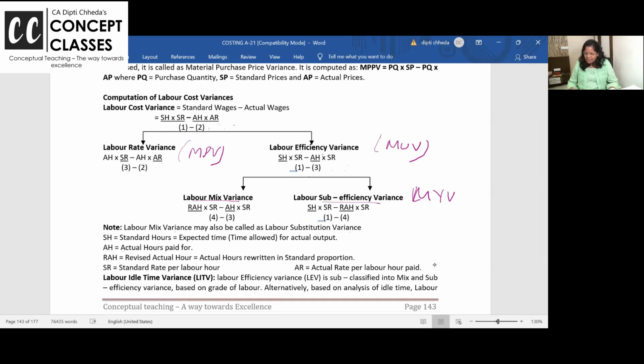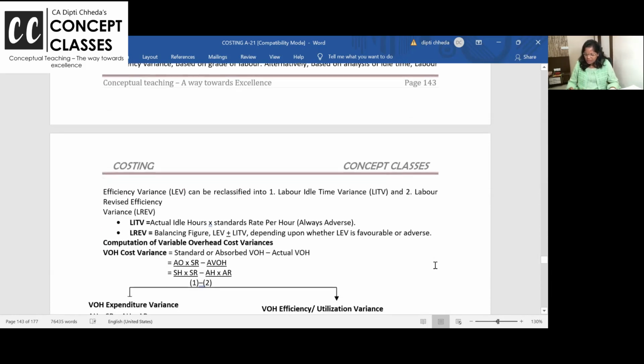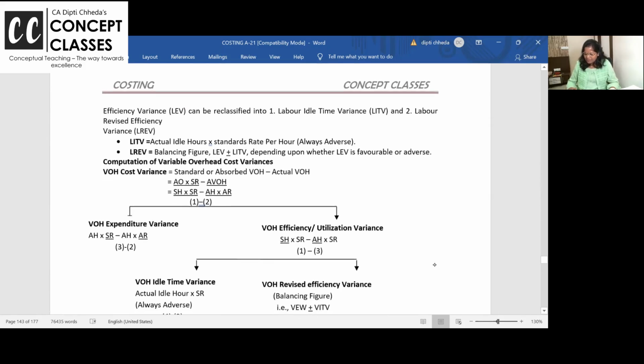SH is standard hours for actual output. Make AO your best friend. Actual hours. RAH is revised actual hours. Standard rate, actual rate. Idle time, some logic we have to use. I'll tell you. First let's do the problem up to this point.